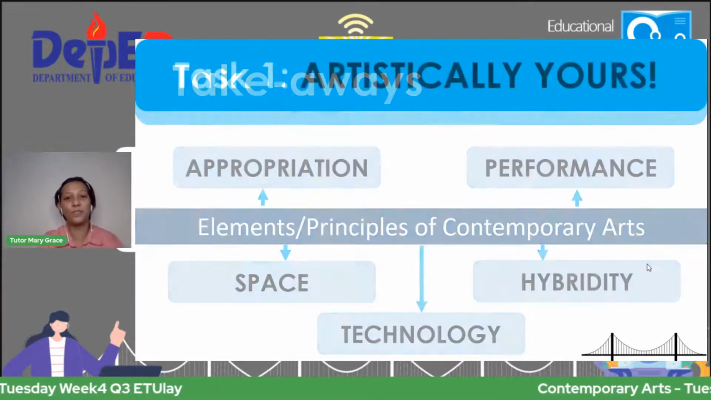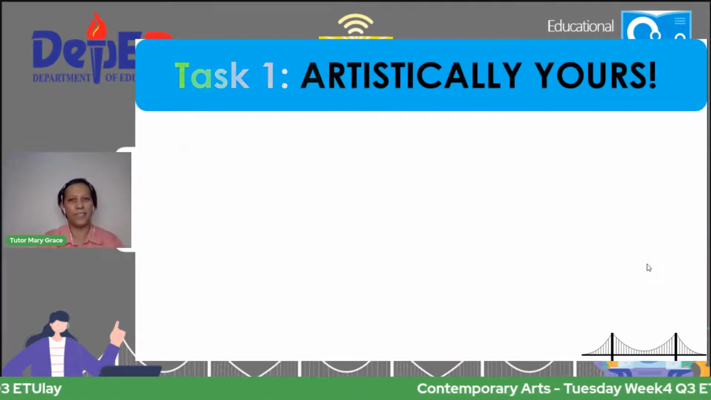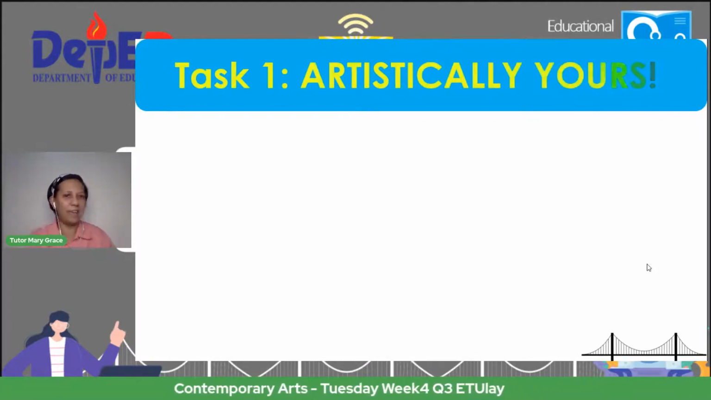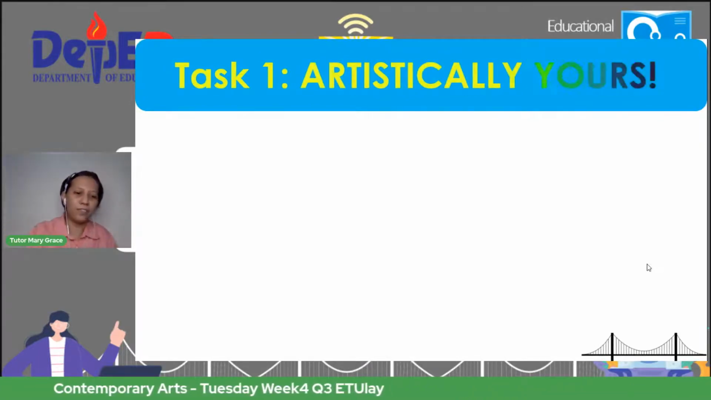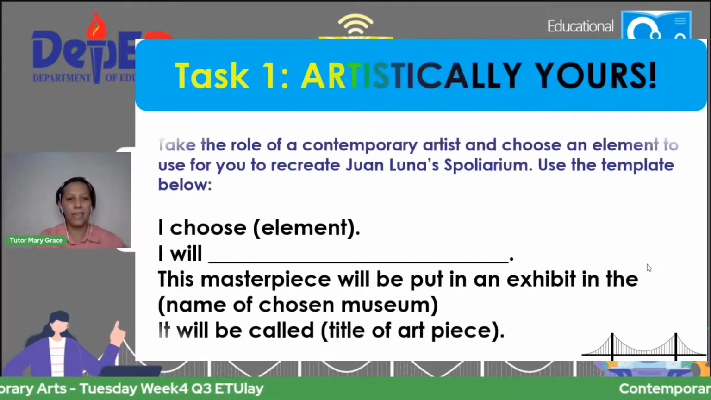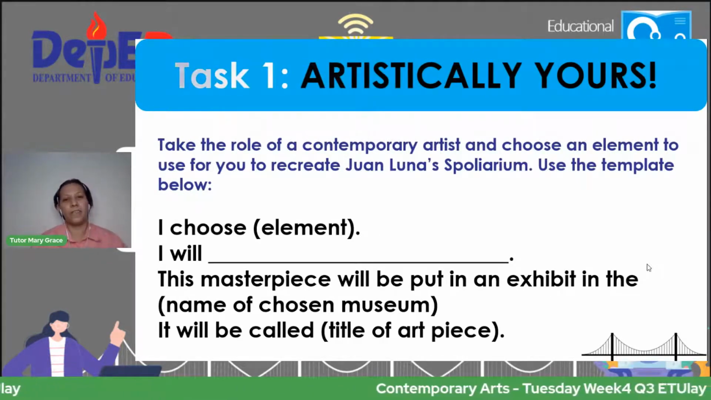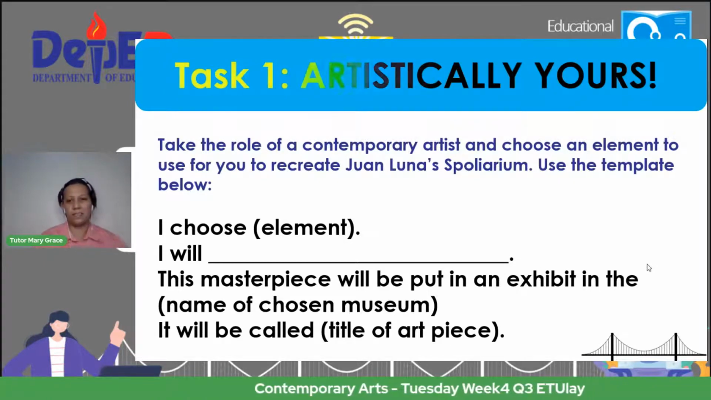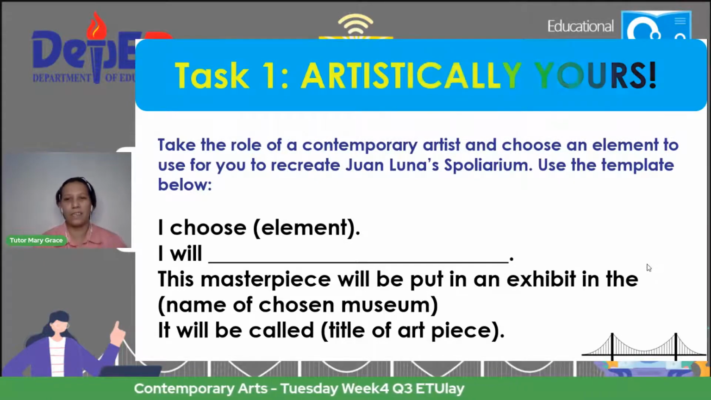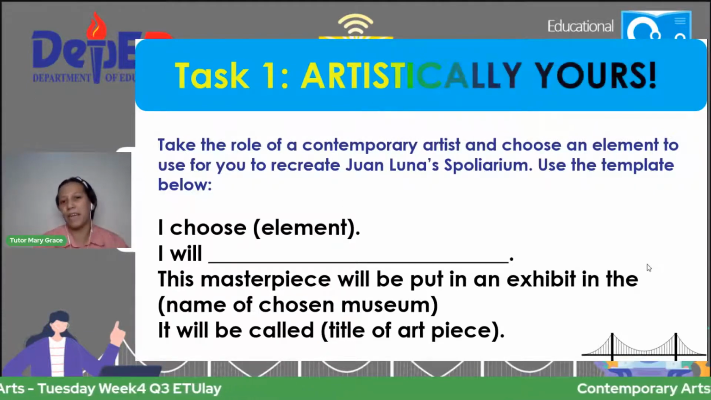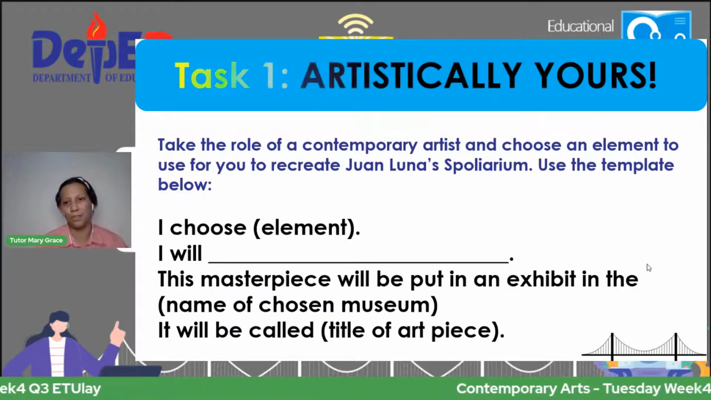Let's move on to our task for the day. So I would like to call this task as artistically yours. Okay, so this is your instruction. Are you ready? You're going to assume the role of a contemporary artist. Kunyari, isa kang artist. Okay? It's your passion to produce art. Then you're going to choose an element to use for you to recreate Juan Luna's Spoliarium.